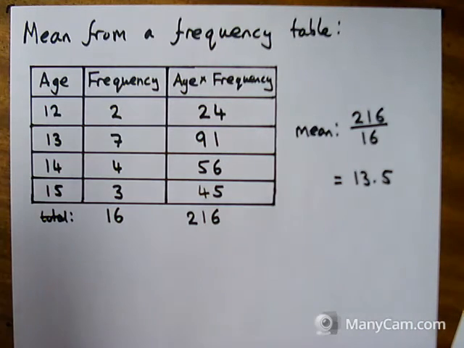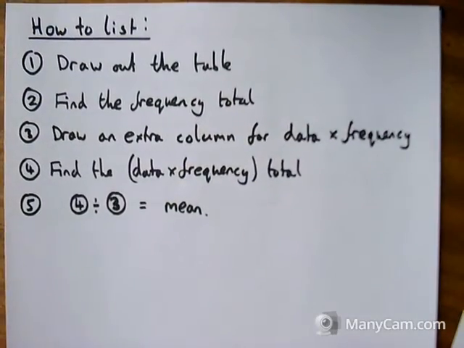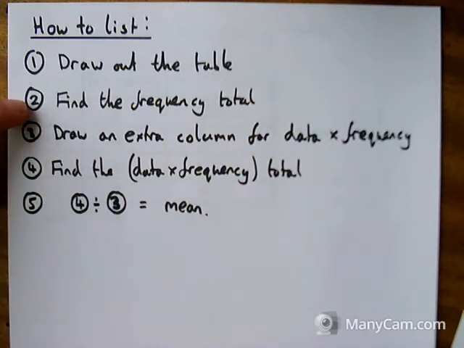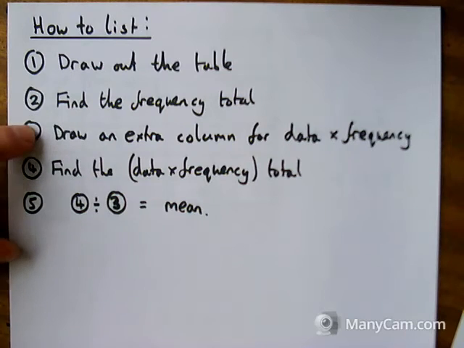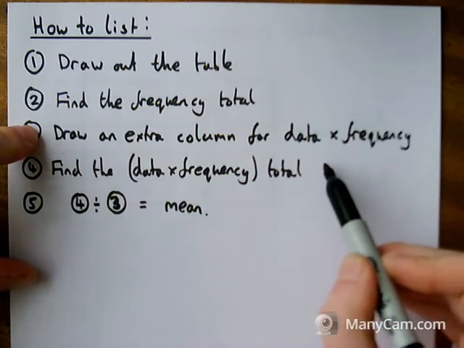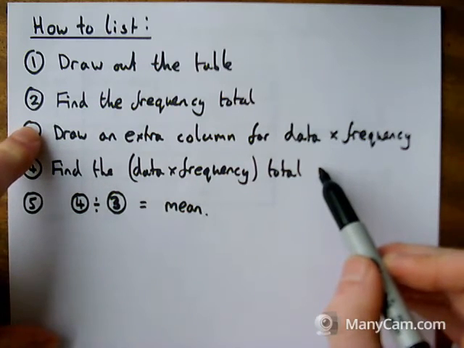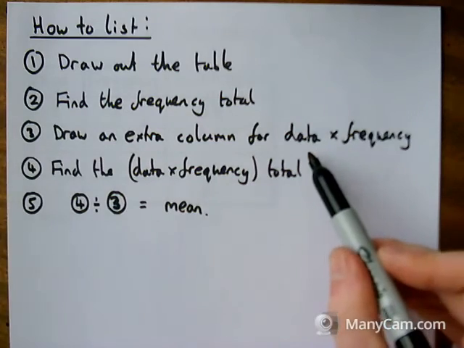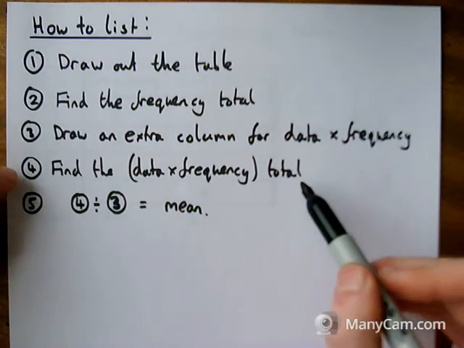I've included a how-to list which goes over the steps that I've showed you to work out the mean from a frequency table. First one in your books, I would like you to draw out the table, find the frequency total, and then I want you to draw an extra column on your table to do your data times by the frequency. So in the example I just did, we did the age times by the frequency. If you're talking about shoe size, you'd do the shoe size times frequency.